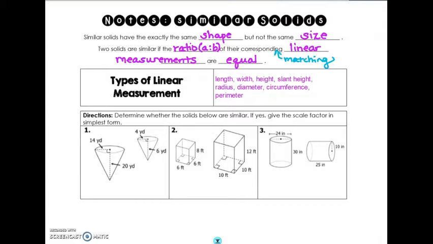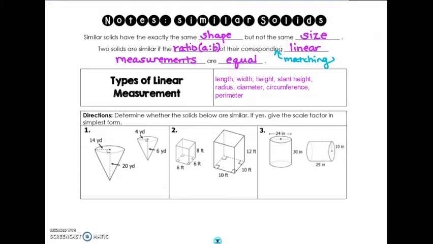For our directions here for these three problems, we determine whether the solids below are similar. If yes, give the scale factor in simplest form. Let's go ahead and do these problems. So, my first problem, I have two solids, two cones, one's clearly larger, one's clearly smaller. I don't know if they're similar yet. I have to see if they have the same scale factor.